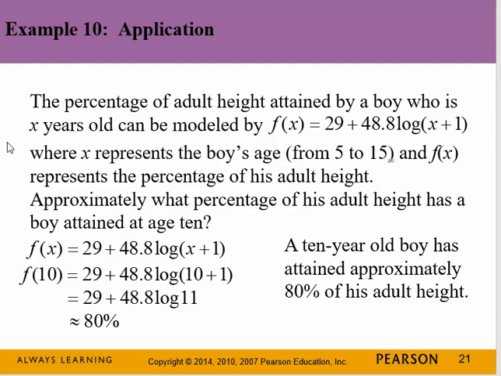Now you can just put this into the calculator: 29 plus 48.8 log 11, and the answer should come out to 0.8, but converting it to percent would be 80%. When I put it in the calculator, I see it's giving it as a percent, not as a decimal. There is a decimal part, and we are to round to the whole number, and that's where we get the approximate 80%. Again, you need to try these to be sure you know how to use your instrument.